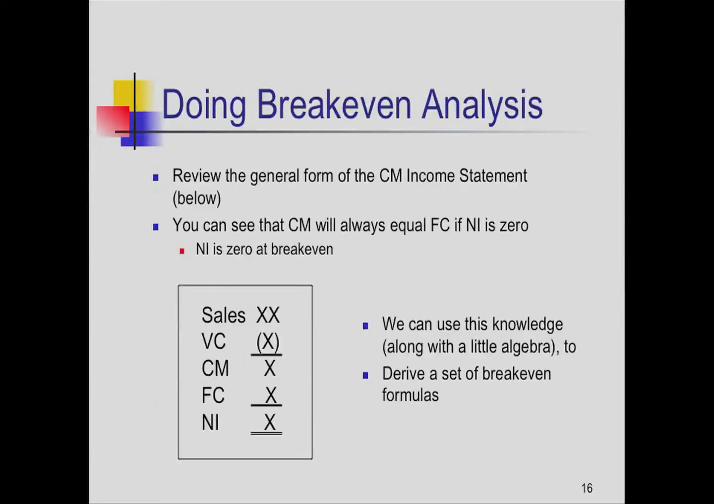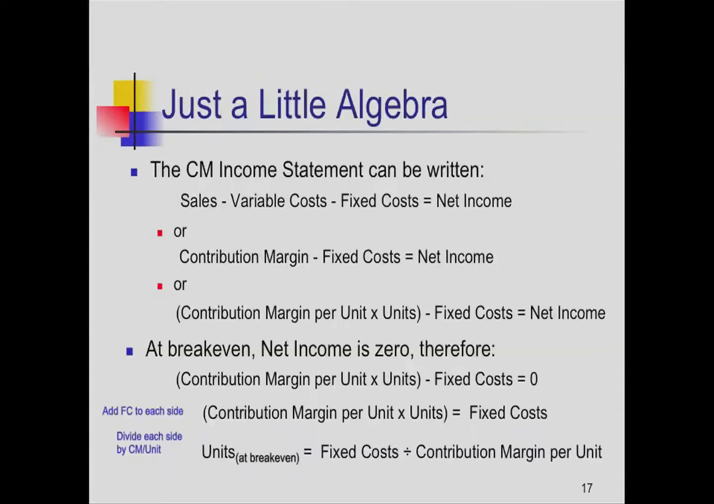So this is a general format of that statement with X's instead of actual numbers. Now we're going to develop a general model for this. If we look at this, it's sales minus variable costs equals contribution margin minus fixed costs equals net income. Now net income at break even is 0. So if we write this as an equation, set the bottom X equal to 0, and move some terms around, we can come up with some very useful formulas.